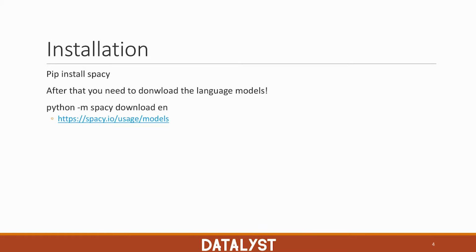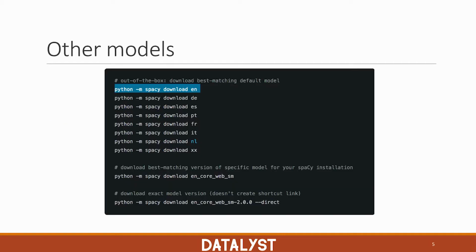And after you install it, you need to download the language models. There are different models for different languages. And for English specifically, there might be more than one model that you can download. So on this screen, you see how you can download the different language models from the terminal. You can find more in the additional resources section.